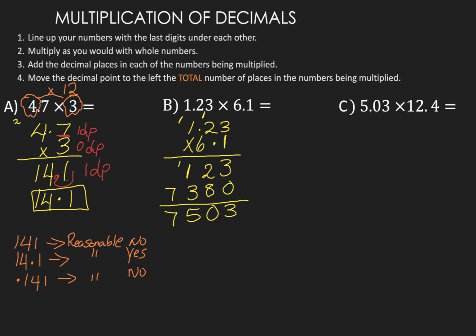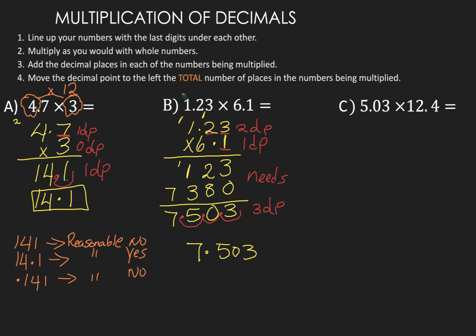Now let's look at our decimal places. The first number has 2 decimal places. The second number has 1 decimal place. So my product needs 3 decimal places. I'm going to insert them: 1, 2, 3. So my answer is 7.503.